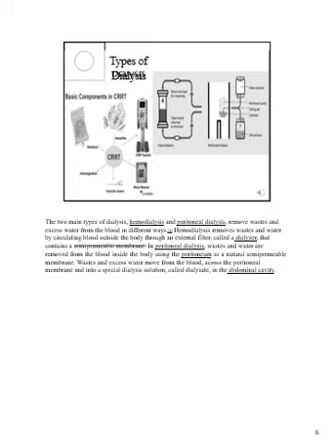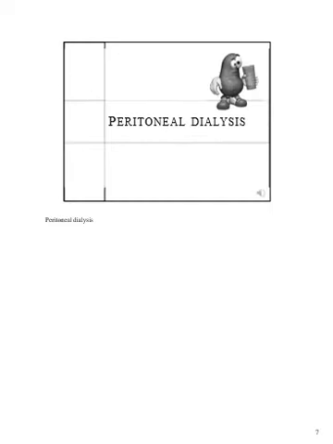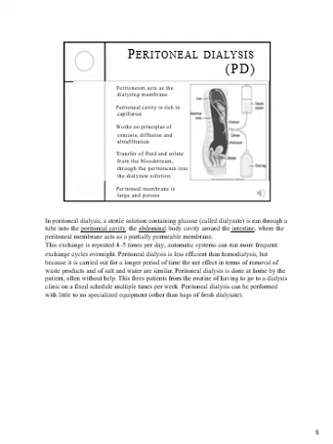Waste and excess water move from the blood across the peritoneal membrane into a special dialysis solution called dialysate in the abdominal cavity. In peritoneal dialysis, a sterile solution containing glucose called dialysate is run through a tube into the peritoneal cavity, the abdominal body cavity around the intestine, where the peritoneal membrane acts as a partially permeable membrane.